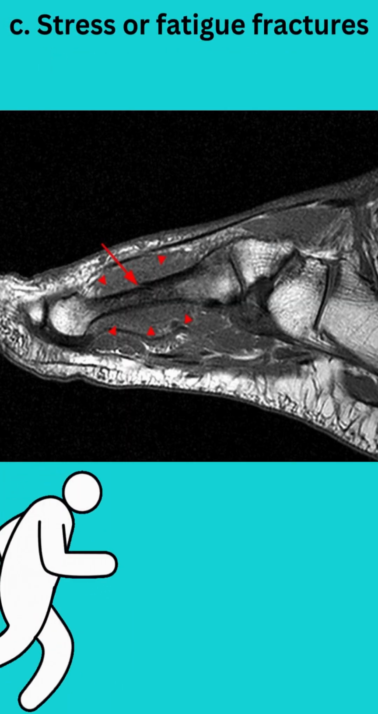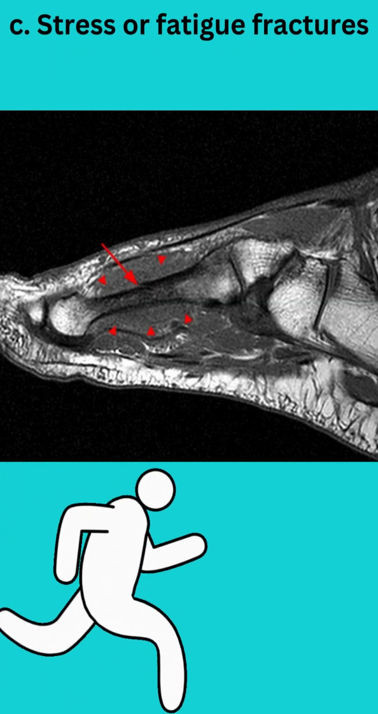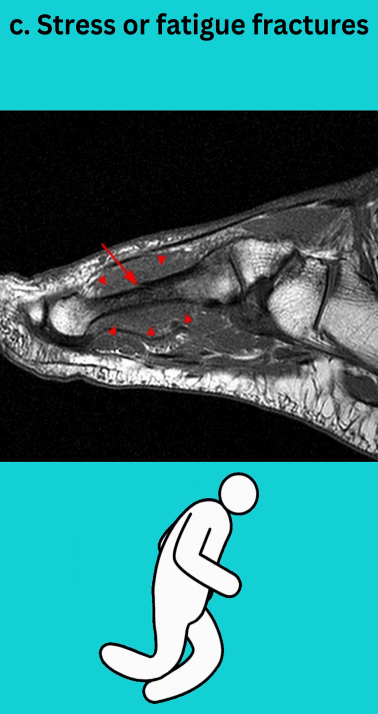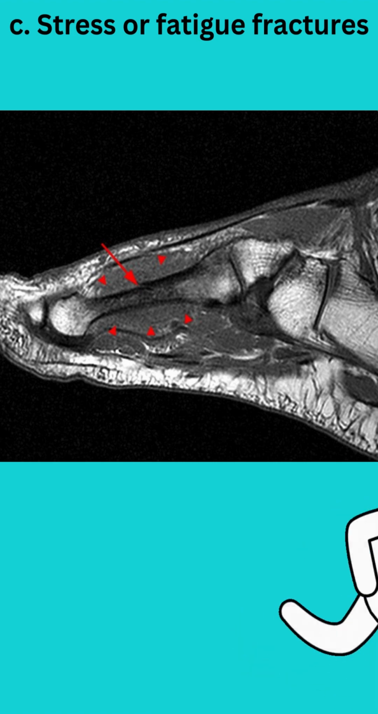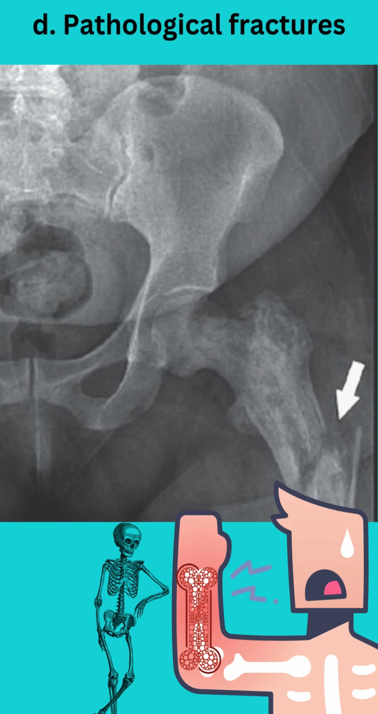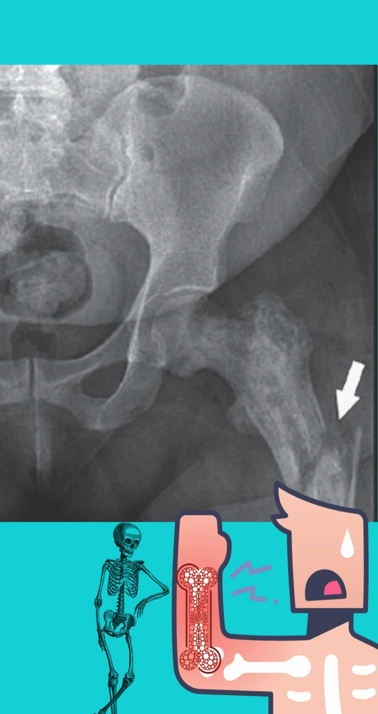C. Stress or fatigue fractures: it is usually an incomplete fracture commonly seen in athletes and in bones subjected to chronic and repetitive stress. D. Pathological fractures: it occurs in a diseased bone and is usually spontaneous. The force required to bring about a pathological fracture is trivial.